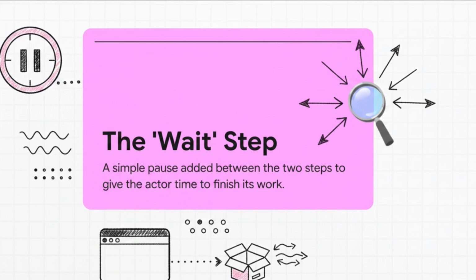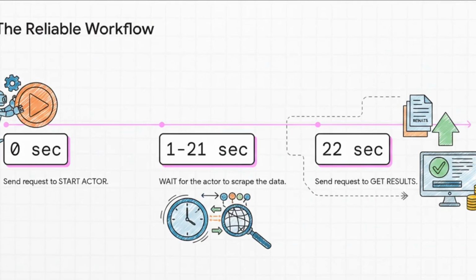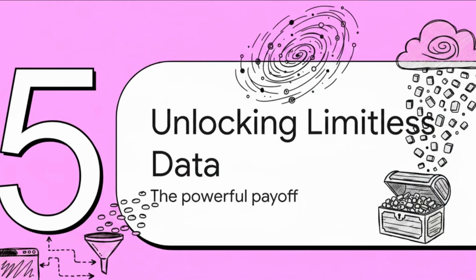So the fix is, believe it or not, incredibly simple and kind of elegant. We just add a wait step. It's nothing more than a designated pause we put between our two main steps, and it gives the actor the time it actually needs to go out and do the work. So here's what that reliable workflow actually looks like in practice. You start the actor, then you just wait for, say, 22 seconds if you want 50 leads. After that little pause, you make your second call to go get the results. That simple little addition is what makes the whole thing work, every single time. And look, just by being a little patient and using this method, you go from banging your head against the wall to unlocking a pretty much limitless supply of data.